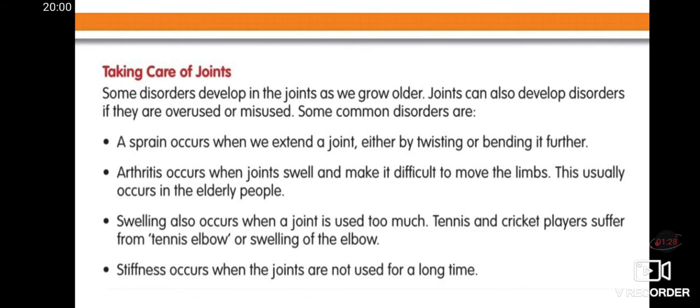It can happen if people do not do enough exercise. Joints stop working the way they are supposed to if we do not use them for a long period of time or if we overuse them, isn't it? It can also happen as we get older or we overstretch our joints. So children, it is very important to know how we can take care of our joints.